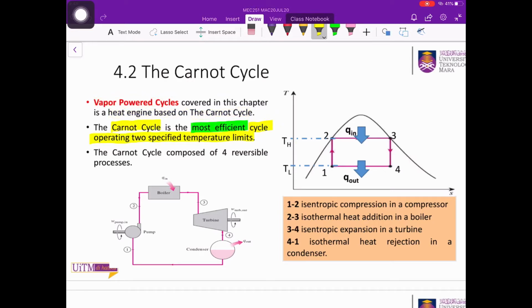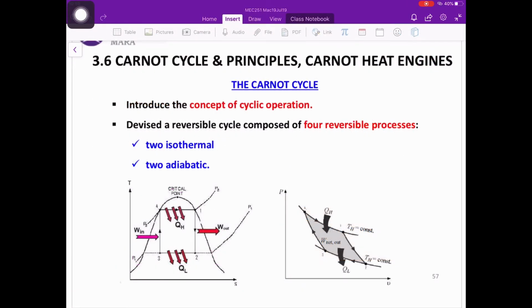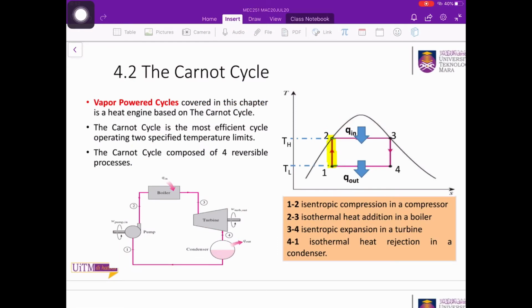The Carnot cycle is the most efficient cycle, operating between two specified temperature limits. The Carnot cycle is composed of 4 reversible processes. These 4 reversible processes consist of 2 isothermal processes and 2 adiabatic processes. Originally, in the Carnot cycle, the device used is a compressor instead of a pump.